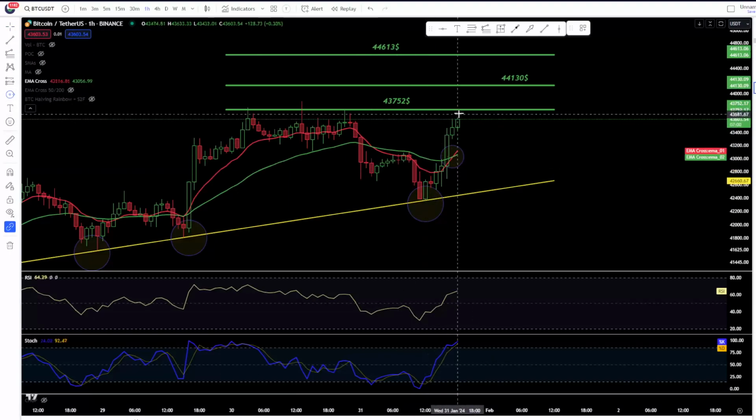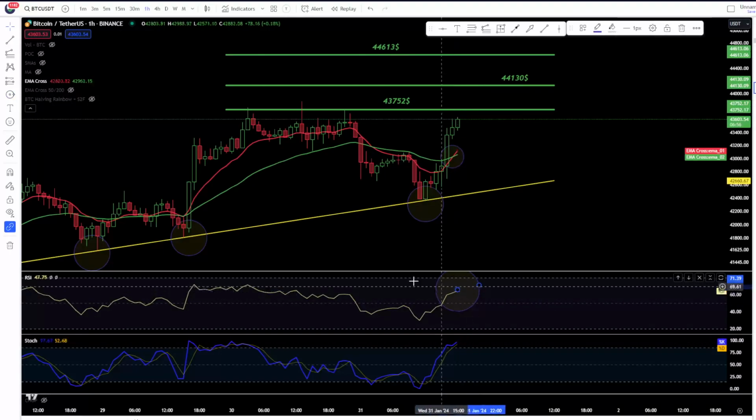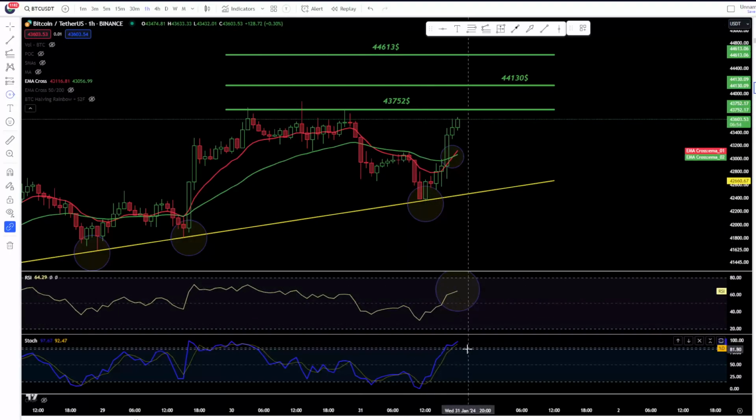Looking at the RSI indicator, there is still room for the price to make a larger upward move. But lower on the stock indicator, we can see that we have exceeded the upper limit, which may have the opposite effect and the price will recover.